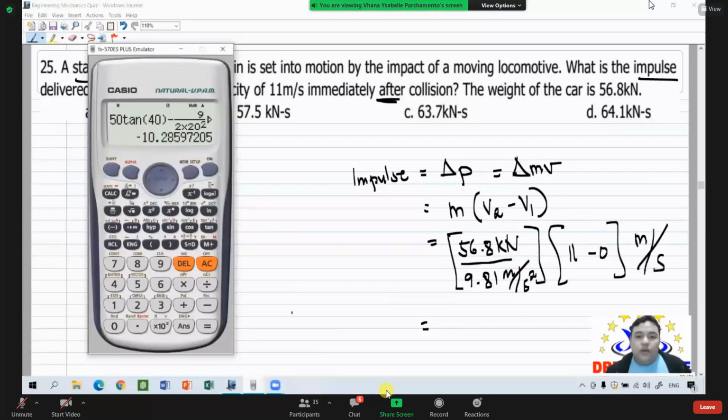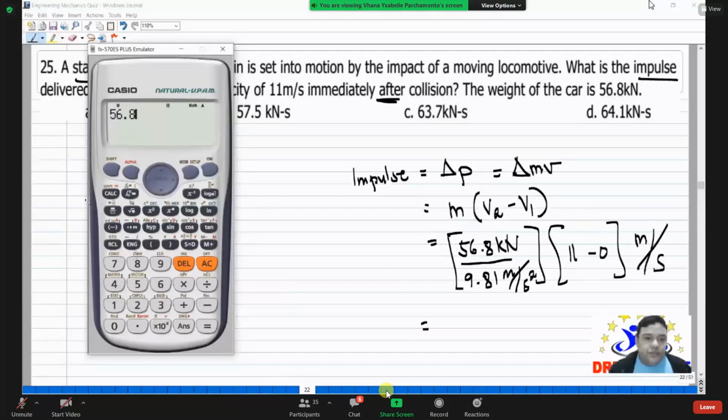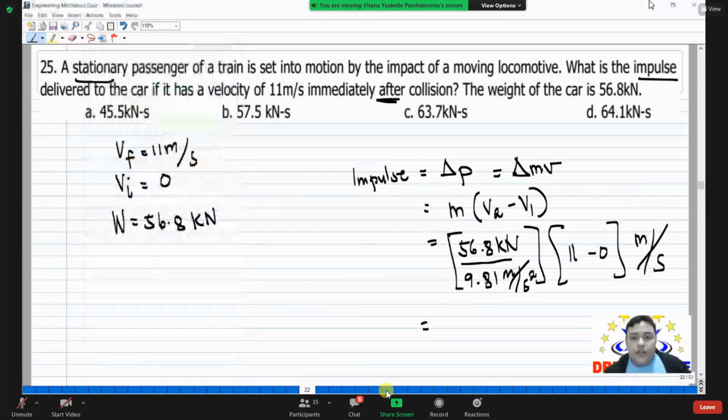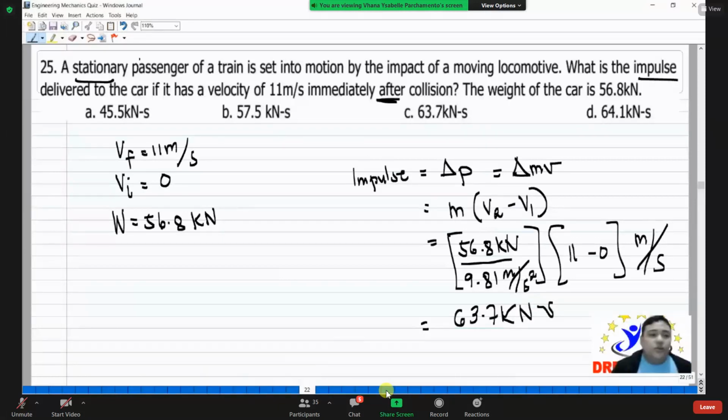So this is equal to 56.8 divided by 9.81 times 11. This is equal to 63.69, or 63.7 kilonewton second. Letter C.